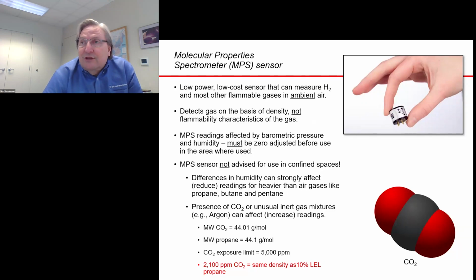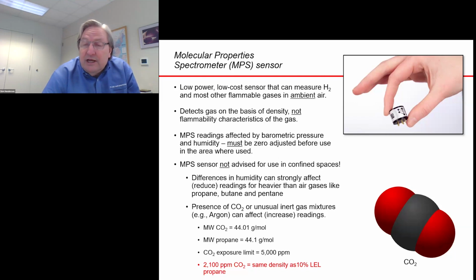Another new kind of sensor that is popular is the MPS sensor, or molecular properties spectrometer sensor. These are great sensors for use in lone worker instruments or where you're not in a confined space, but they don't detect combustible gas because of its characteristics as a combustible gas. They just look for anything that is different in the density of the air compared to fresh air. So these kinds of sensors are pretty easy to confuse in a confined space.